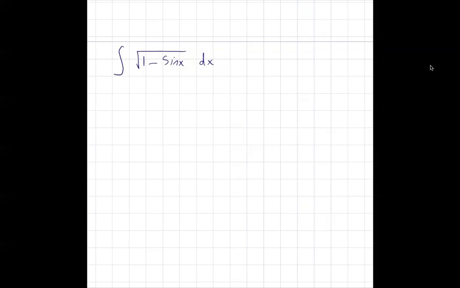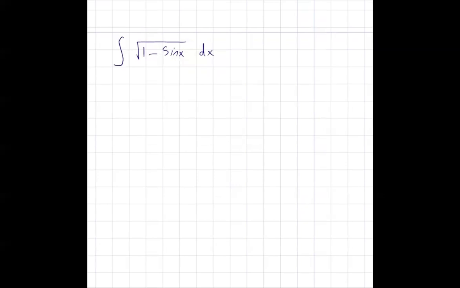We're interested in calculating this integral. We have the square root of 1 minus sine x. One approach, one method is to basically take the conjugate of the quantity and then multiply both the numerator and the denominator by that conjugate. Let us try to simplify this integral using the conjugate.